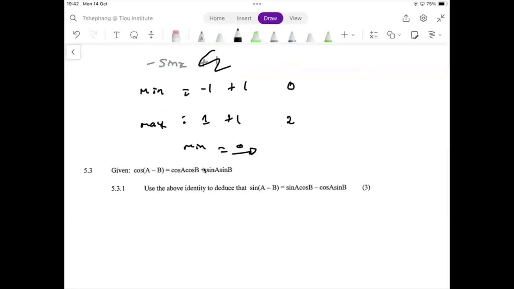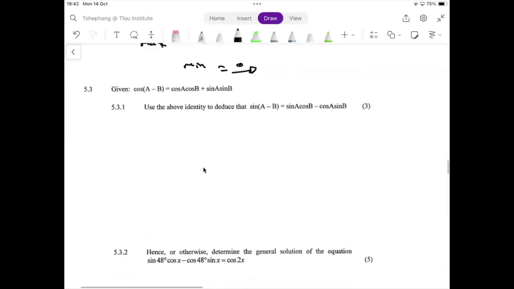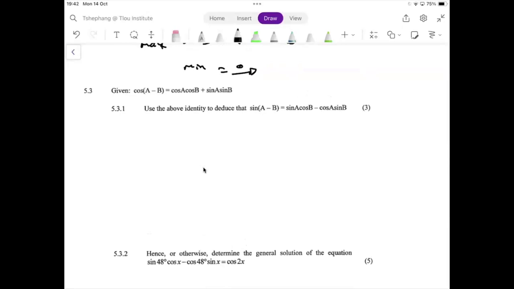Okay. Now, given that cos of A minus B equals cos of A multiplied by cos of B plus sine of A multiplied by sine of B, use the above identity to deduce that sine of A minus B is equal to that.